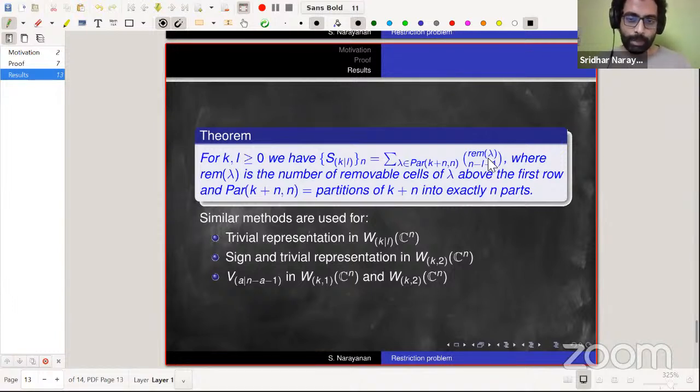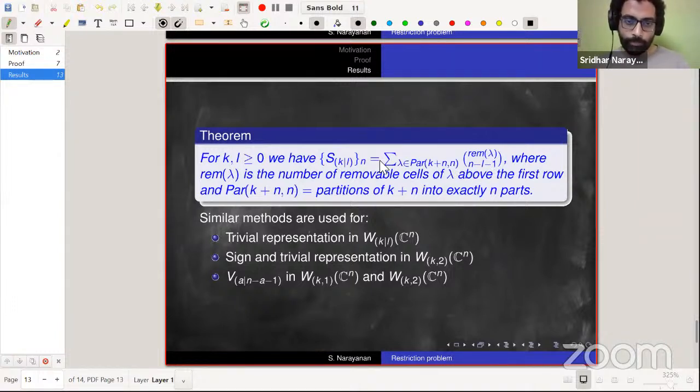The first meaning the largest row. The number of removable cells of lambda which do not lie in the largest row. So what we've done basically is we've expressed this multiplicity as the sum of some statistic over a finite set, which is basically a combinatorial interpretation. And as a result of this, we also can easily get a positivity condition.